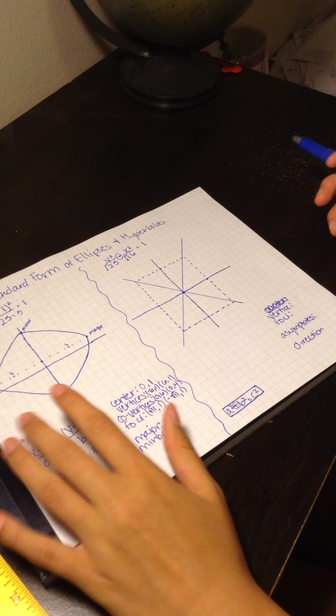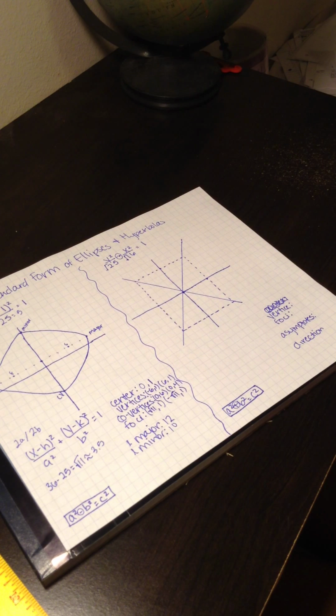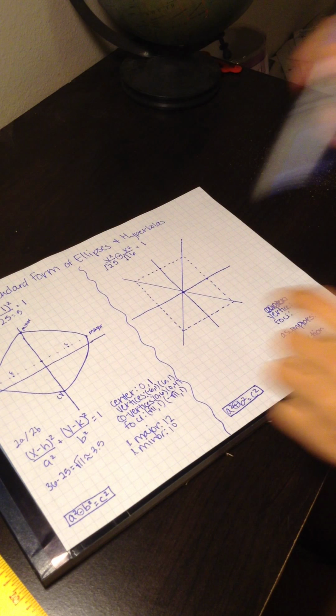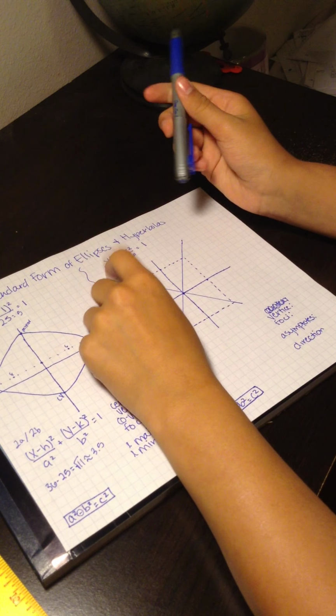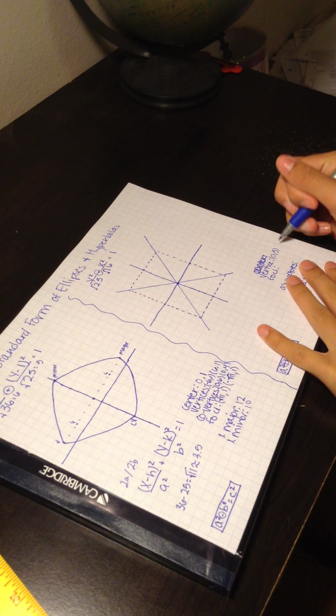Alright, so your vertices are at 0, 5, and 0, negative 5. So that's going to be on the y-axis because y is bigger. Okay, so write that down: 0, 5, 0, negative 5.